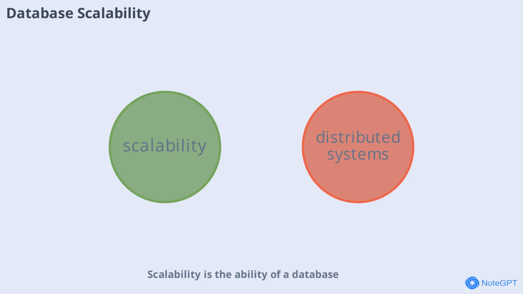Scalability is the ability of a database to handle increasing amounts of data and users. As your business grows, your database must keep up with demand. Scaling can be vertical, by adding more resources to a single server, or horizontal, by adding more servers.